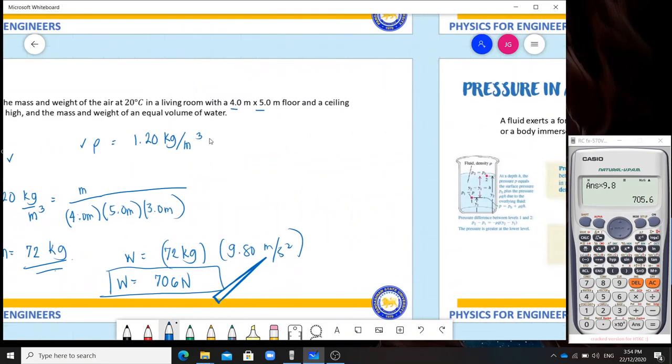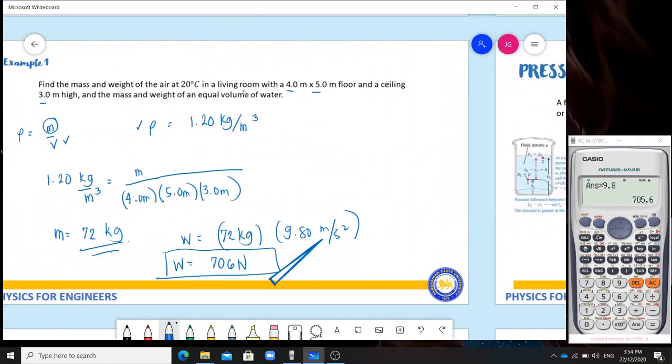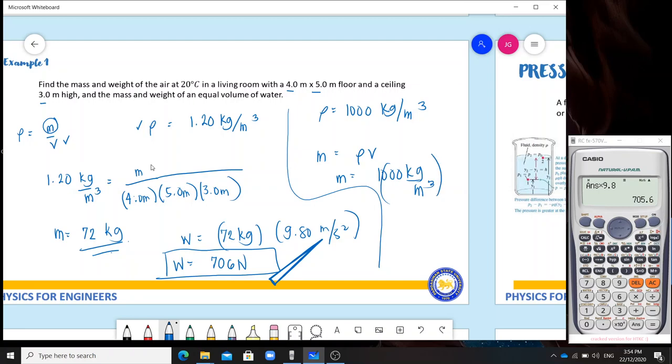And then, ito ay kapag air and the mass and weight of an equal volume of water. So, kapag water naman siya, ang density ng water ay 1,000 kilogram per meter cube. So, pagkukunin natin yung mass, that is rho v, mass is equals to 1,000 kilogram per meter cube times 4 times 5 times 3. Okay. So, ang mass natin is 1,000 times 4 times 5 times 3. That is equivalent sa 6,000. Okay.